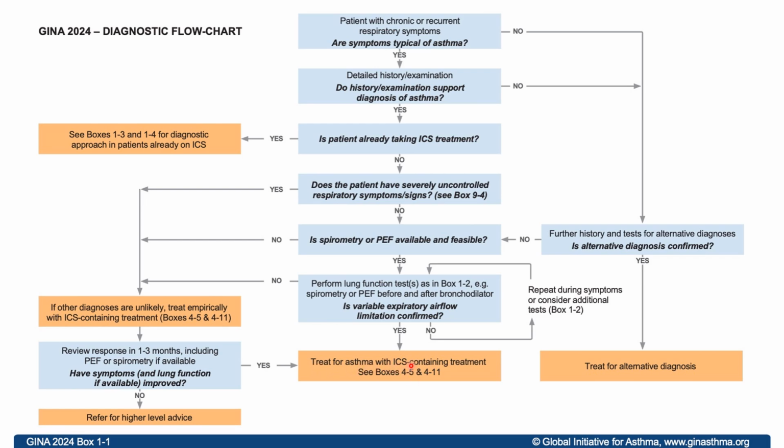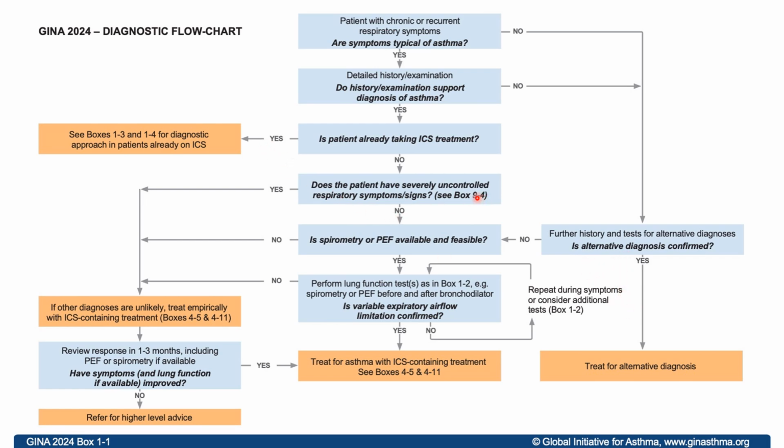I think one of the biggest things that the GINA guidelines are emphasizing over and over again is ICS-containing treatment. So if no, let's look at the other parts of the flow chart. If the history is not concurrent with asthma, or the symptoms are not typical of asthma, then you move to the alternative diagnosis. Same, if your history and examination do not support asthma, you move to an alternative diagnosis. And after you find the alternative diagnosis, you treat the alternative diagnosis.